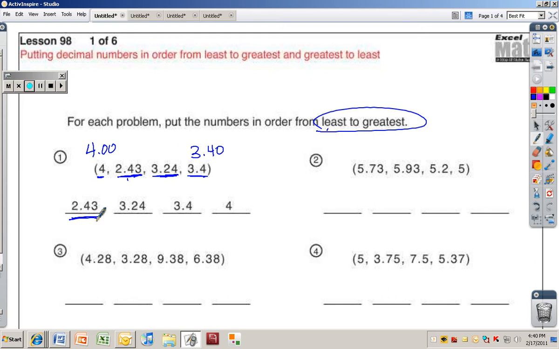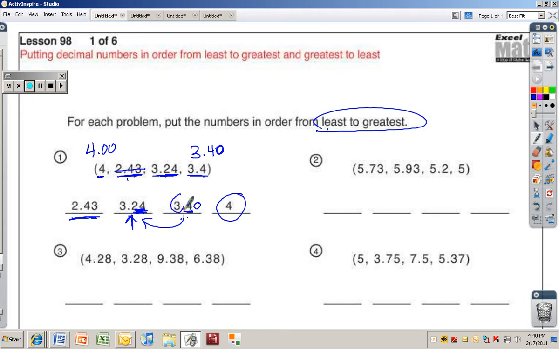2.43 is the smallest, so we put that one here, cross it out. Then we have to compare 3.24 and 3.4. A lot of kids are going to put this down here and say that one's smaller, but when we have the same number of digits, this is 4/10, that's 24 hundredths. We're comparing apples and oranges. So by putting the 0 right here, we're finding out that that's the same thing as 3.40, and 3.24 is lower than 3.40. So we put 3.24 next, then 3.40, and the number 4 is the largest.